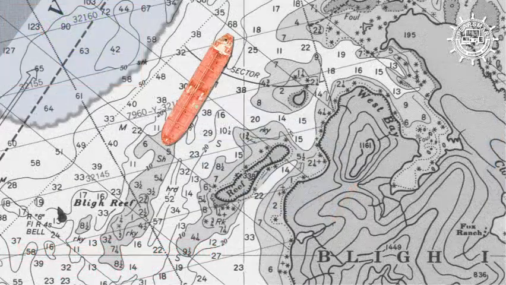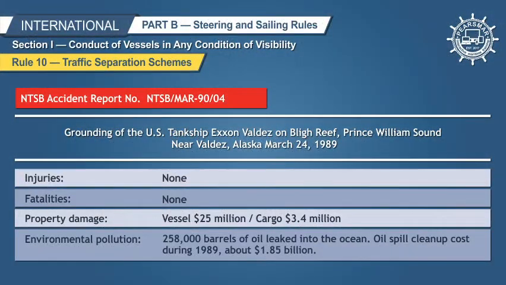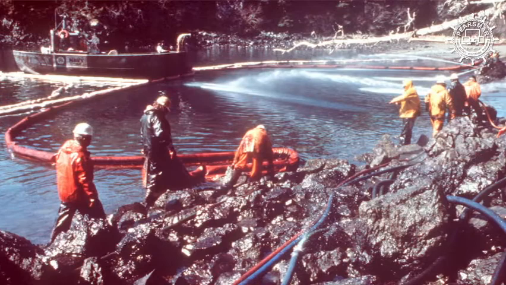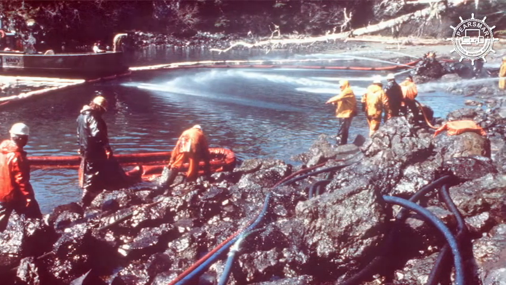There were no injuries. However, about 258,000 barrels of oil leaked from 8 erupted cargo tanks. The vessel sustained an estimated damage of $25 million. Cargo lost was estimated at $3.4 million, and oil spill cleanup cost during 1989 was about $1.85 billion.